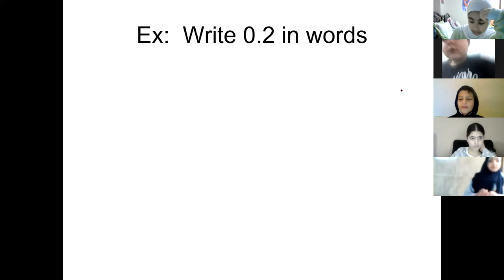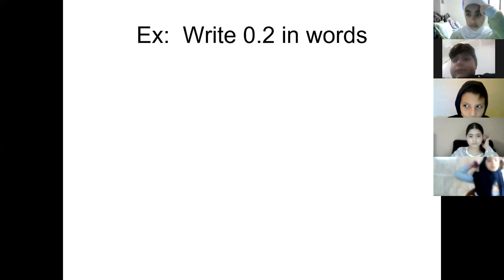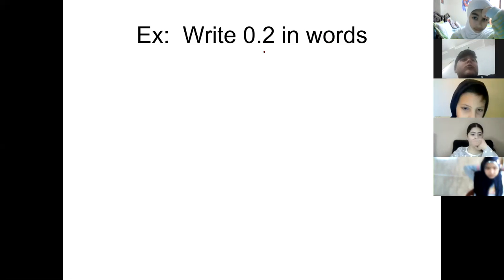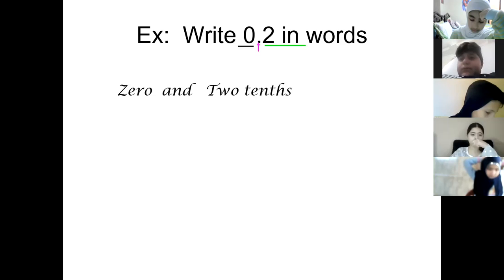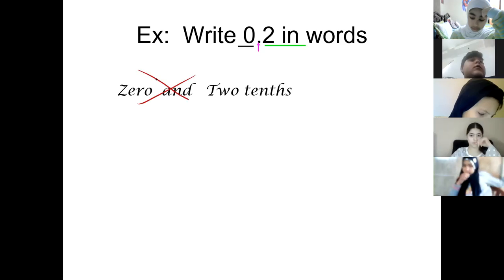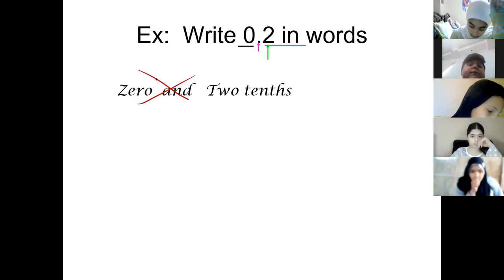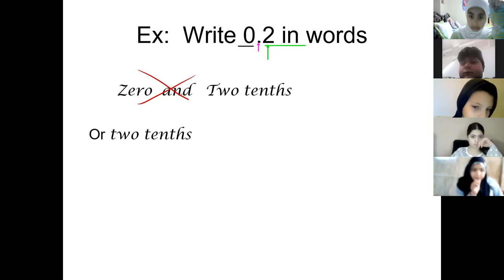Can you hear me? Go ahead. How do we write 0.2 in letters? 0.2 in words. How? 0 and 2 tenths. Excellent. 0 and 2 tenths. Now, 0, no need to write it. We can skip it. We can write it just 2 tenths. Okay? If the whole part is 0, no need to write it.